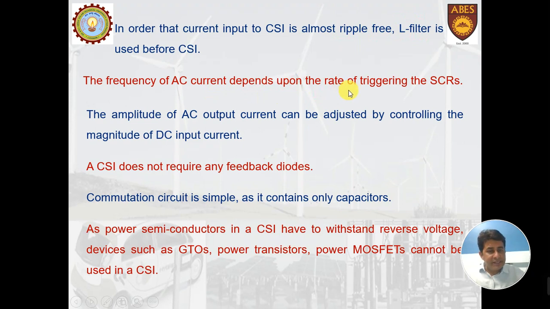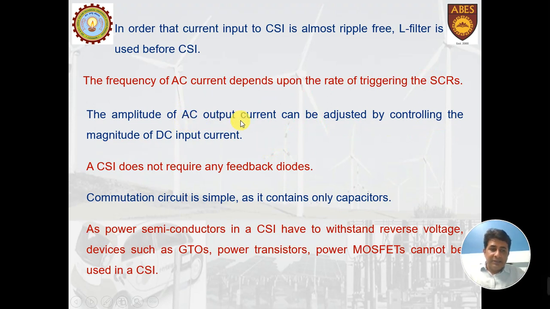The frequency of the AC current, whatever output you are getting from a current source inverter, will depend upon the switching rate of the SCRs. The amplitude of the AC output current can be adjusted by controlling the magnitude of the input current.